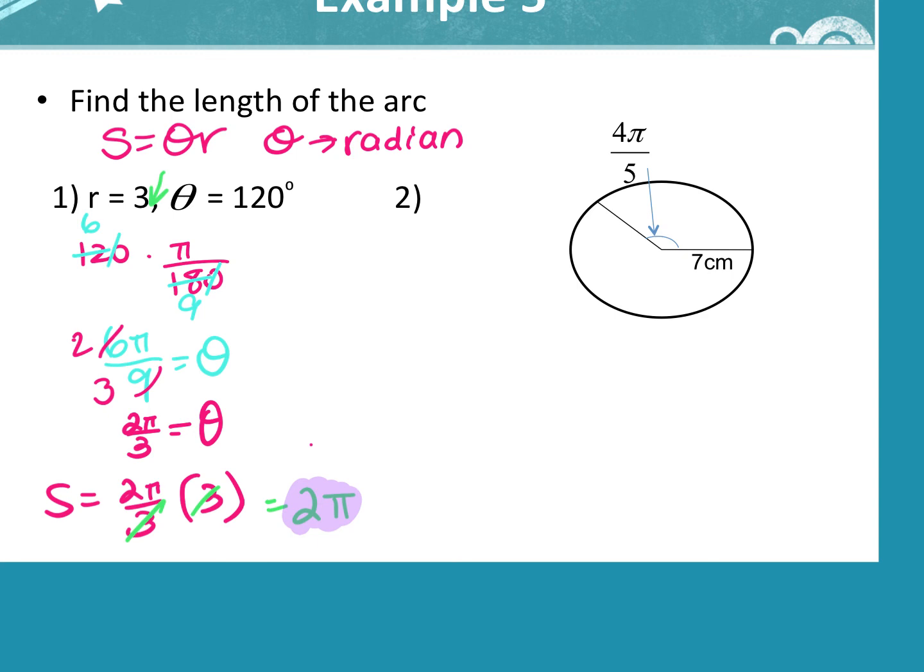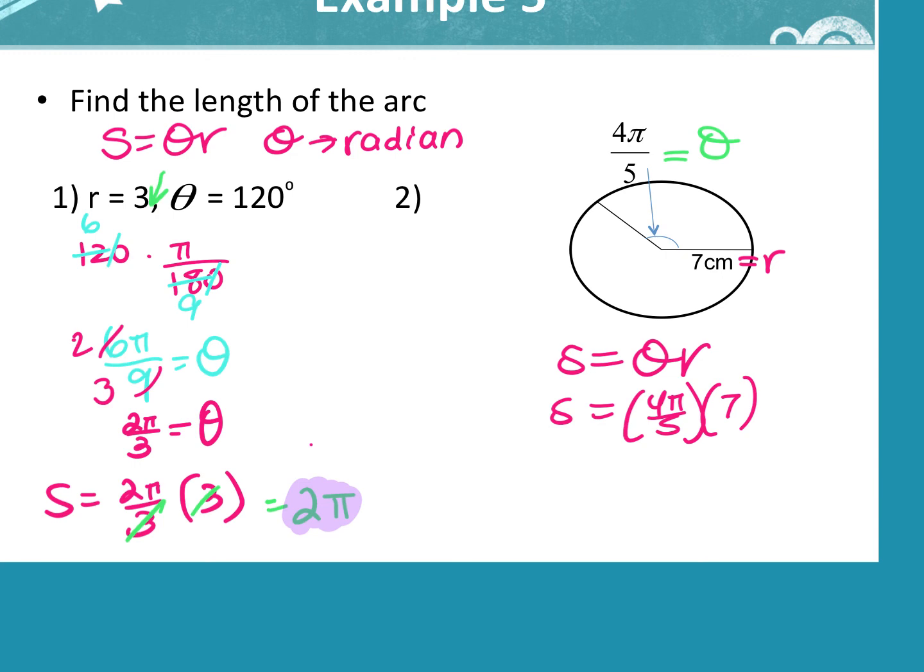Number 2 gives me it in a drawing. I got my central angle, which is 4 pi over 5, and I've got my radius, which is 7 centimeters. Is theta in radians this time? Yep, all you got to do is multiply it together. It doesn't simplify, so I multiply straight across, and I get 28 pi over 5. And this time it gave me a unit measurement. It's centimeters.